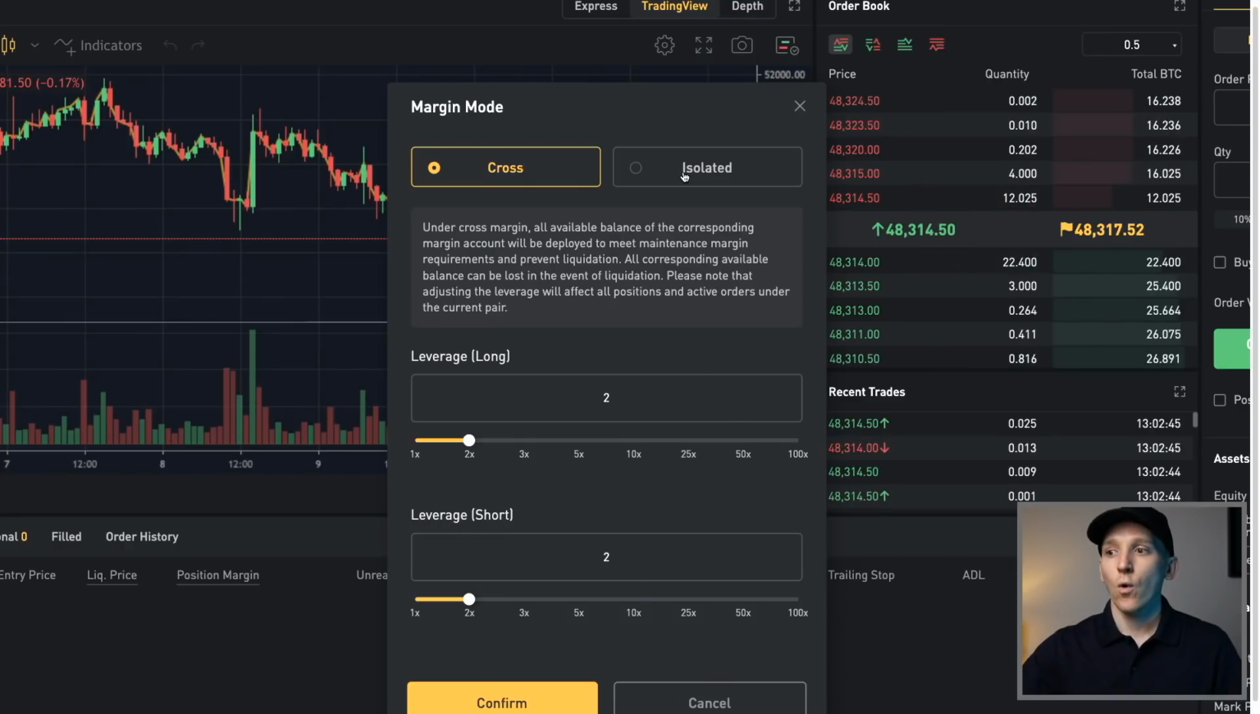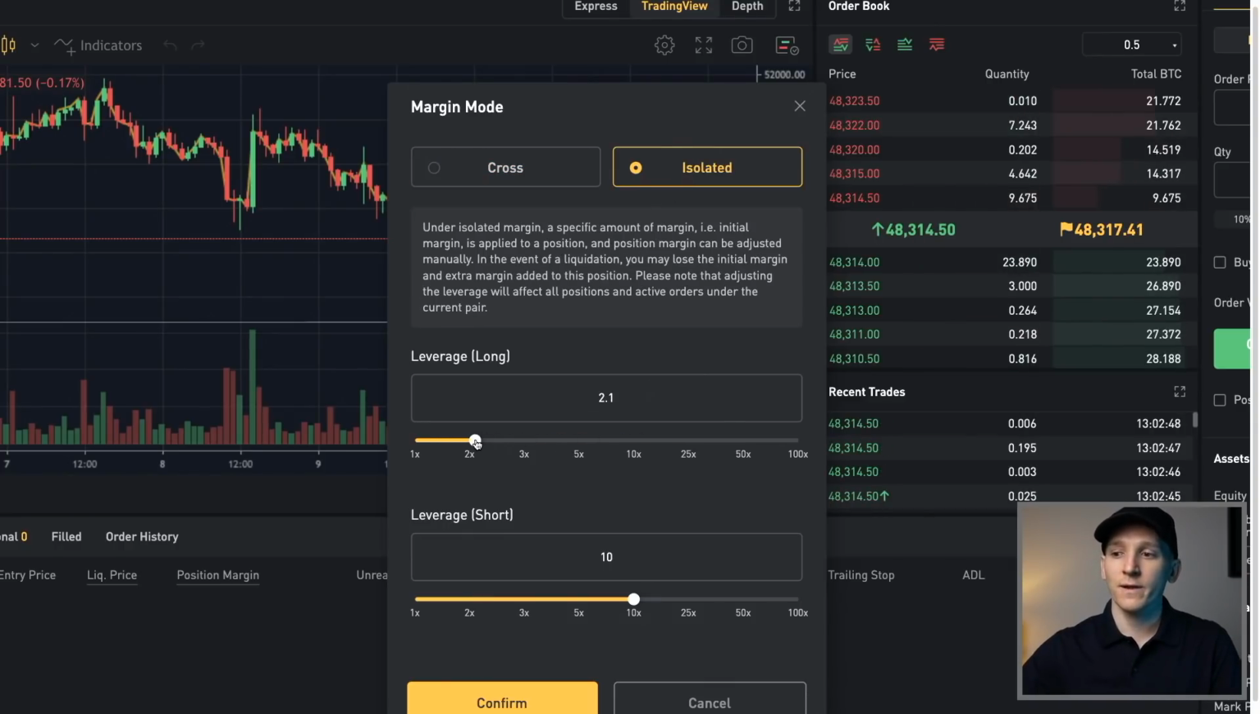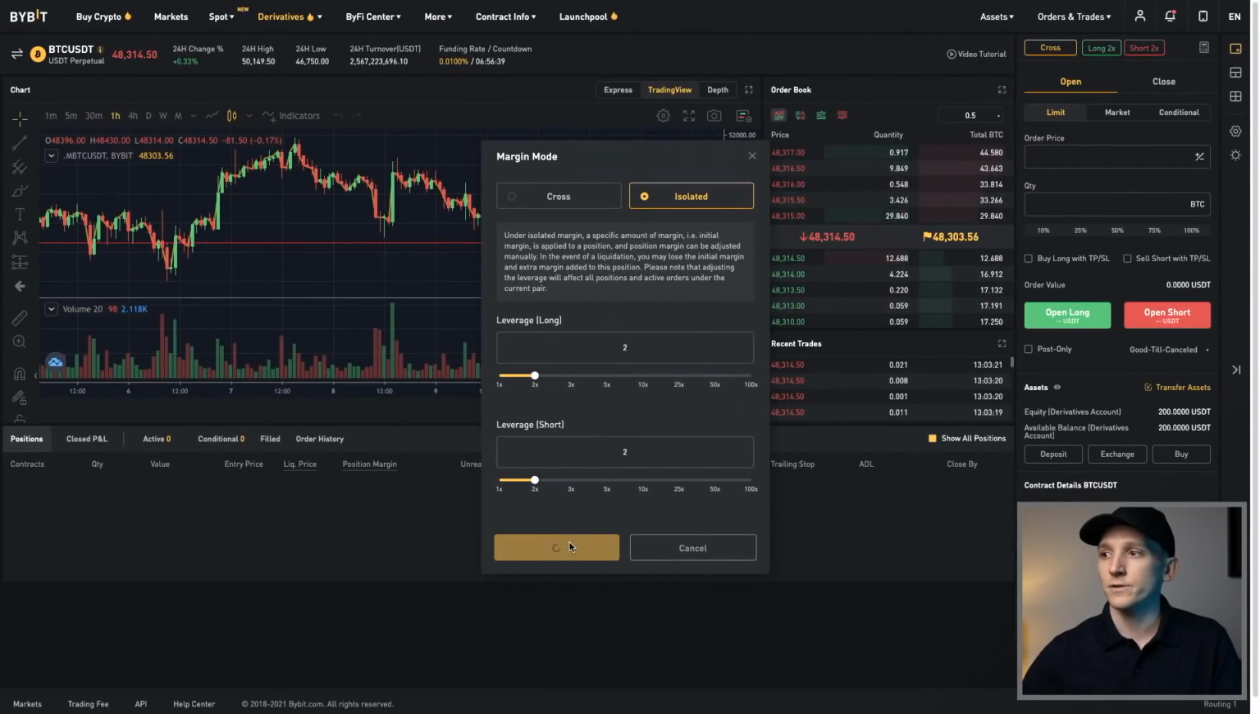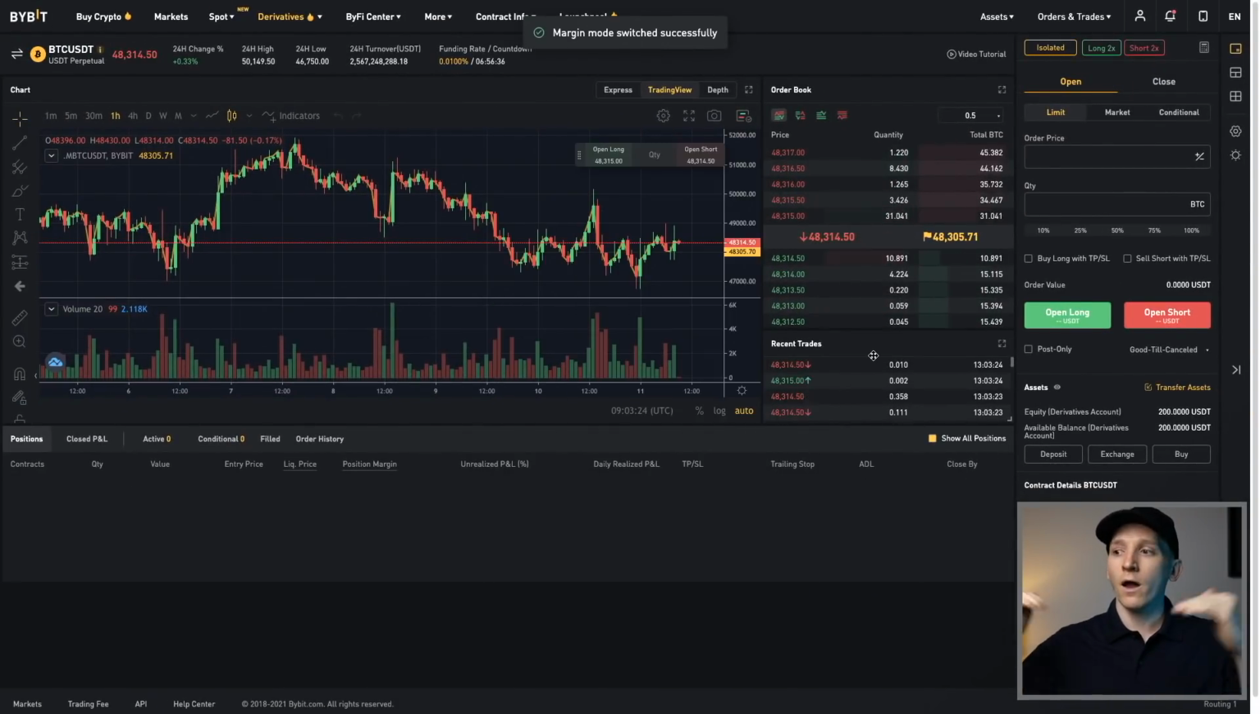That's cross. Or you can isolate your margin, and this means that you have to essentially put margin on account for each position individually. This is a good way to mitigate any risk from one of your positions blowing up, so that your whole account doesn't blow up. So if you isolate margin, let's say you have 10,000, you can put 3,333 for each position, and then if one of them blows up, your other positions are still there. So I would suggest using isolated. Of course, you can choose whatever you want, but isolated margin, 2 times leverage. We just press confirm right there, and we've just taken a ton of risk off the table.